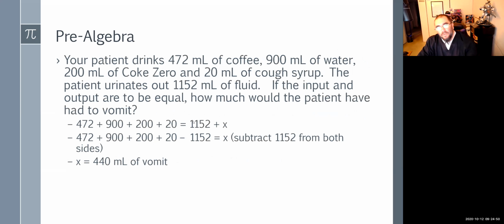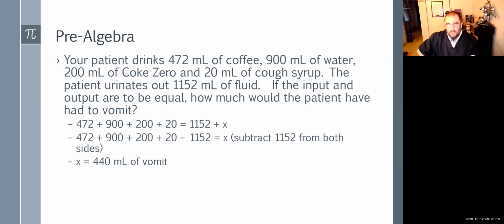So in your clinic, here we have a patient that drinks 472 milliliters of coffee, 900 milliliters of water, 200 milliliters of Coke Zero, and 20 milliliters of cough syrup. The patient urinates out 1,152 milliliters of fluid. If the input and the output are to be equal, how much would the patient have to vomit? So basically what we're saying is, if all things are equal here, and this is not 100% true to patients, because things aren't always going to be 100% equal with the body.